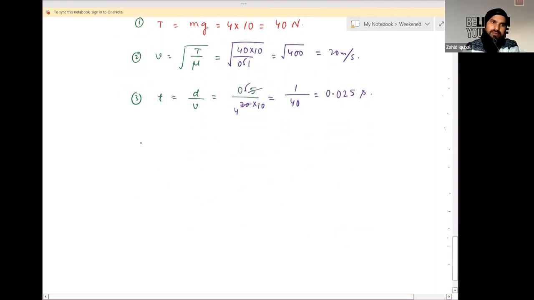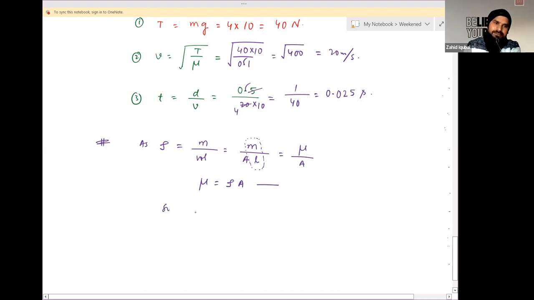We may transform this particular formula in some other form as well. According to volumetric density, rho equals total mass divided by total volume. So it will be mass divided by area into length. This quantity, mass divided by length, is called mu, that is linear mass density, divided by area of cross section. So mu equals rho times A.